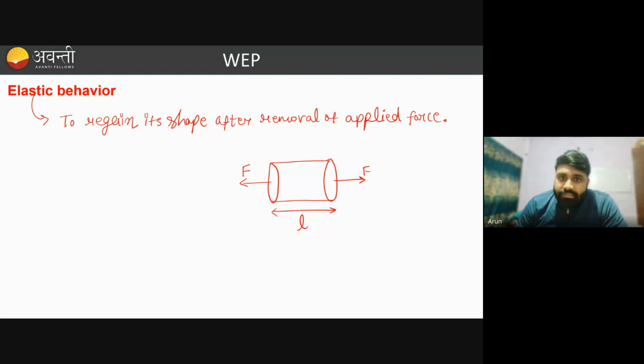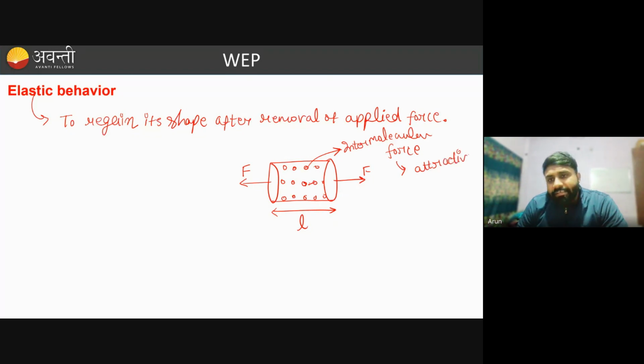Due to these forces, the atoms inside this material are also attracting each other. So the force present in between these molecules is called intermolecular forces or interatomic forces. So this intermolecular force is attractive in nature. If I talk about a single molecule, let's say these are two molecules and they are combined with each other with the help of these intermolecular forces.